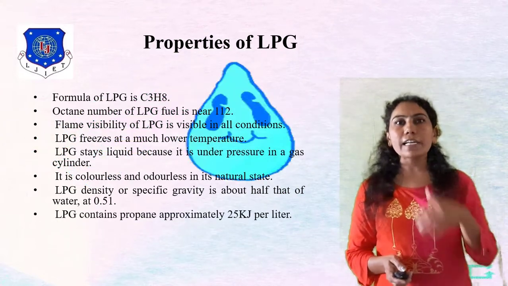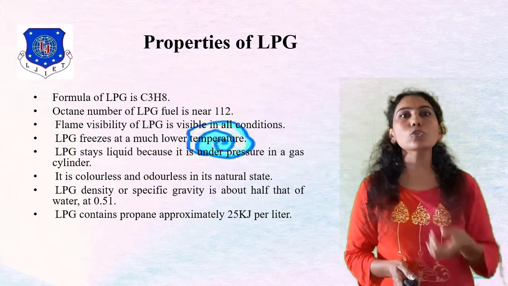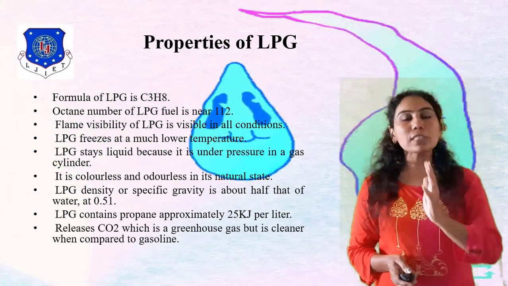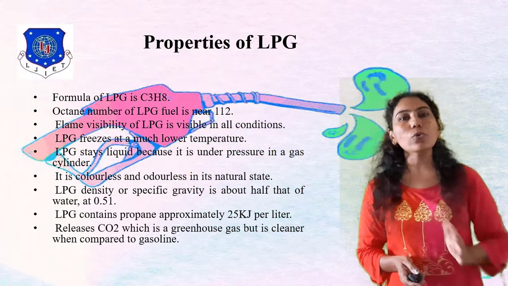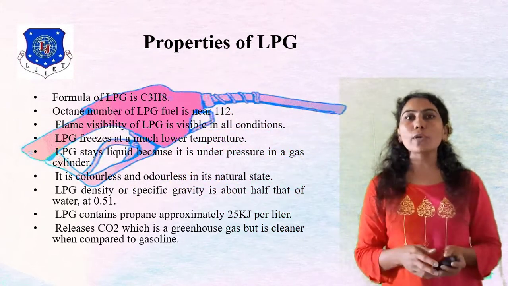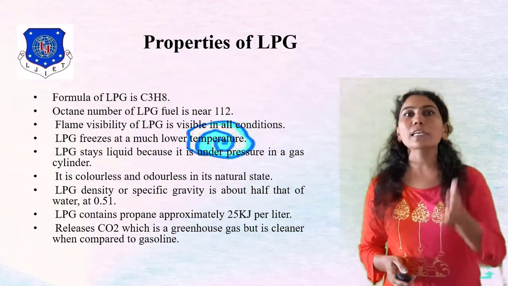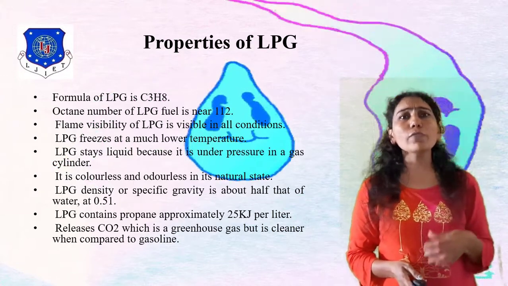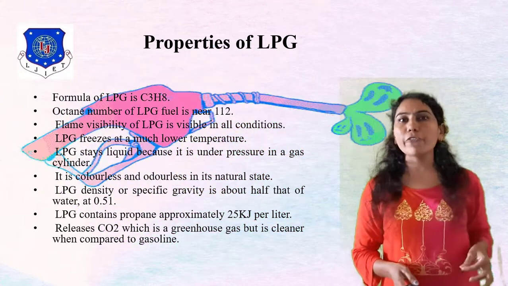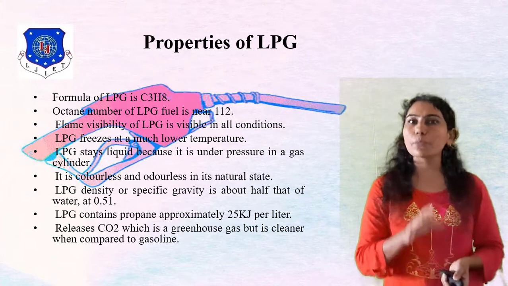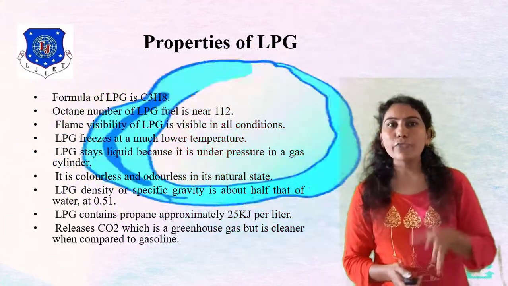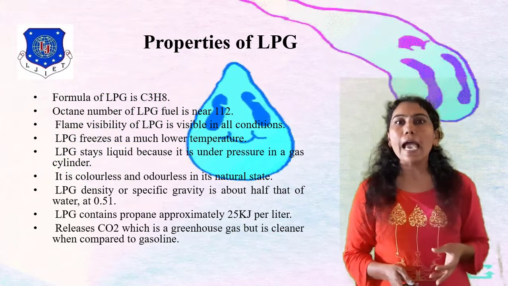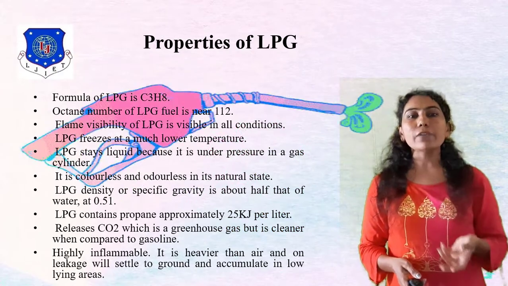LPG contains propane at approximately 25 kJ per liter and releases CO2, a greenhouse gas, but it is cleaner when compared to gasoline. It reduces CO2 compared to gasoline, helping reduce greenhouse gases and global warming. So these are the various properties of LPG. Today we discussed the simple definition of LPG, the manufacturing process of LPG from natural gas and refining crude oil, and the advantages, disadvantages and various properties of LPG.